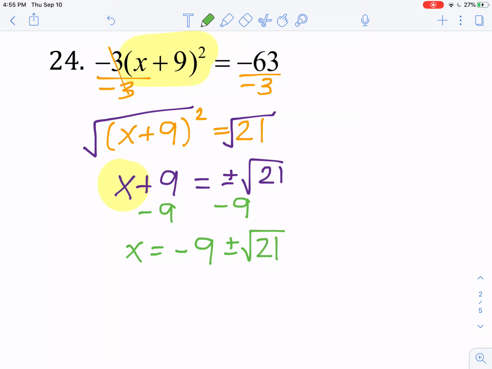Now, once you're here, before we box our answer, we want to see if we can simplify anything. So, is the square root of 21 a radical that we can simplify? Is 21 a perfect square? No. Is 21 divisible by a perfect square? No. And so this is a final answer.